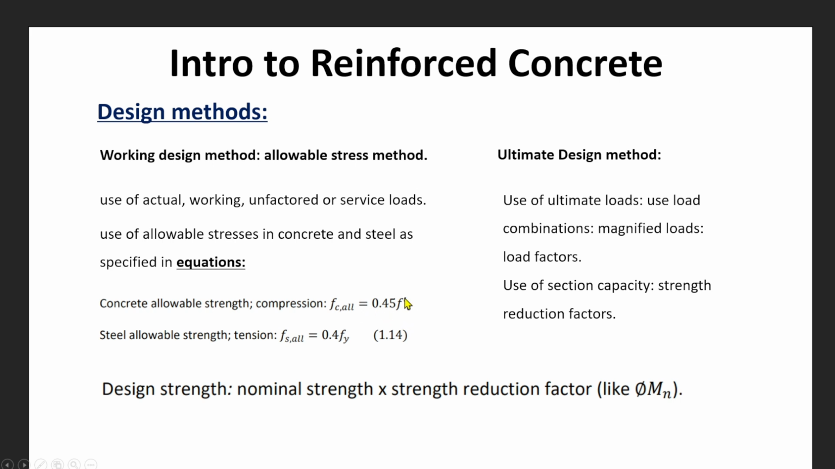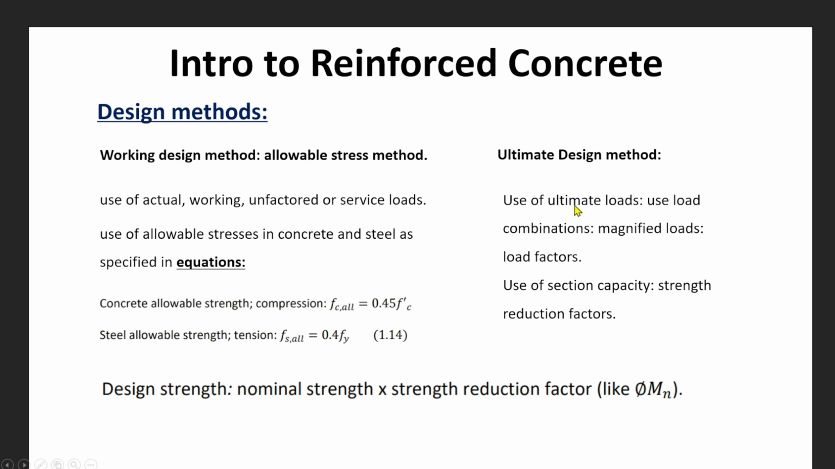So we don't take the full capacity, we just reduce it to 0.45 f'c. The steel allowable strength in tension is also 0.4 fy. We are not taking the yielding because we are in the allowable or the elastic region in the allowable stress method. If you want to design on the stress capacity in the elastic or plastic region, we will talk about another design method, which is the ultimate design method.